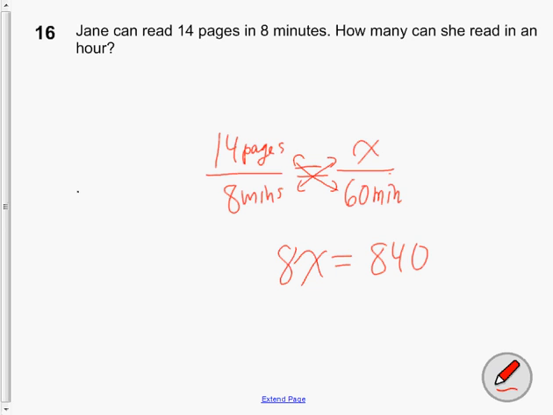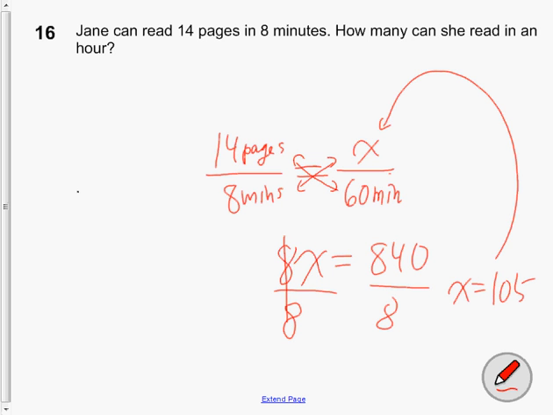Then once I have my algebraic equation, if I isolate for x using opposite operation, I get x equals 105. And therefore, she can read 105 pages in an hour.